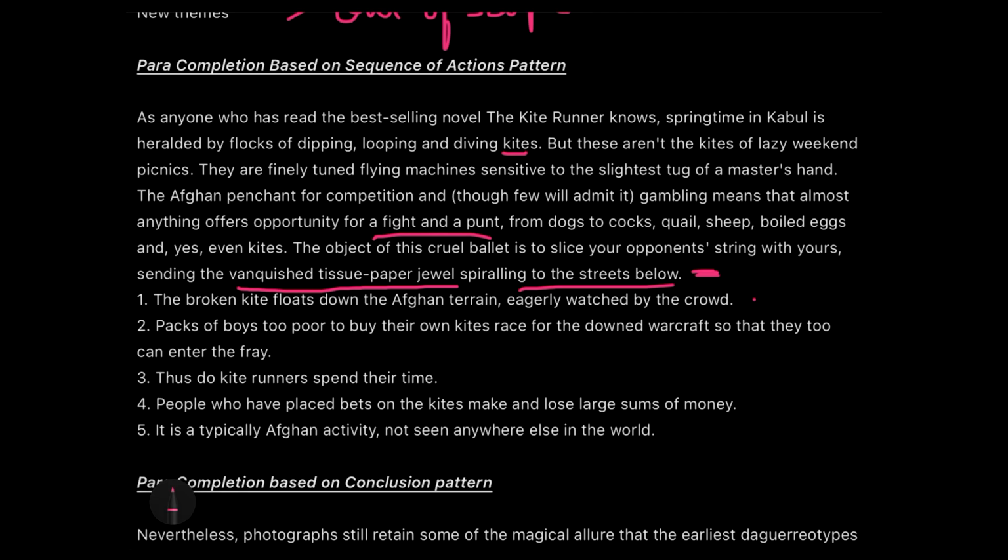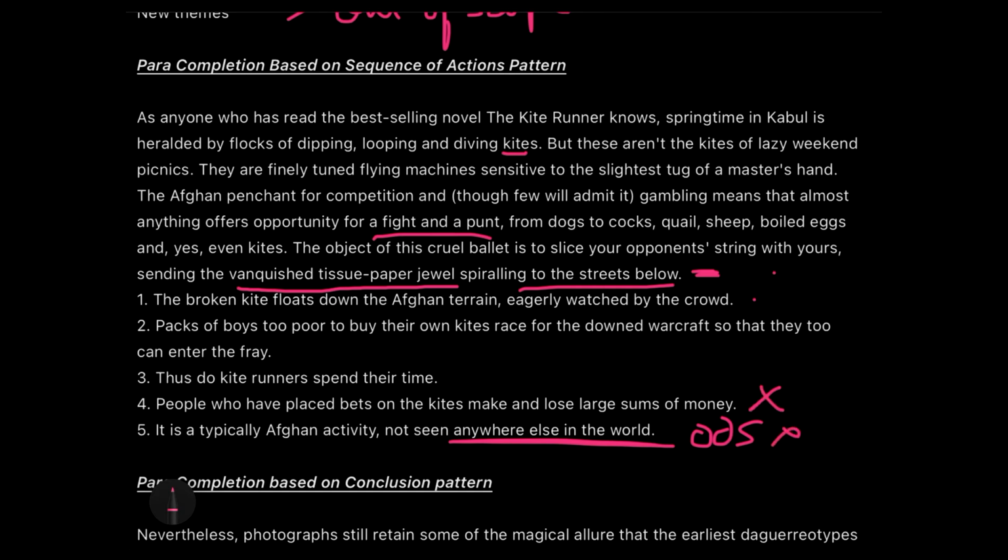Option number 5, we'll start with the bottom. Option number 5, it is typically the Afghan activity not seen anywhere else in the world. We are not making any comparisons here, so out of scope, wrong answer. People who have placed bets on the kites make and lose large sums of money. So why am I supposed to eliminate it? Because it is not taking forward my idea. My idea stopped at a point where the kite is now falling down on the street. So something which will connect this will be my correct last answer. So this is not connecting, so this is also gone.